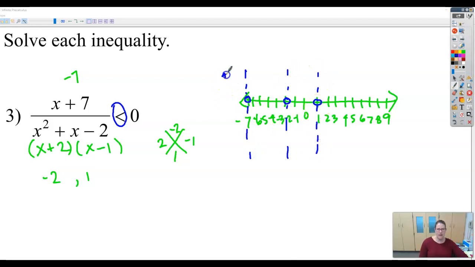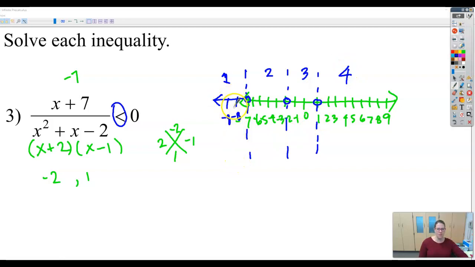intervals. I have one over here that goes from negative infinity to negative 7. I have this one that goes from negative 7 to negative 2. And I have the one that goes from negative 2 to 1. And then the one that goes from 1 to infinity. So this time I need to check 4 intervals.